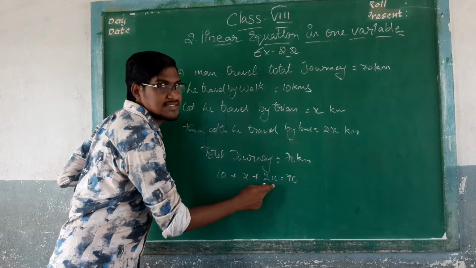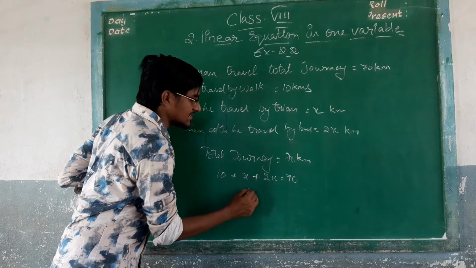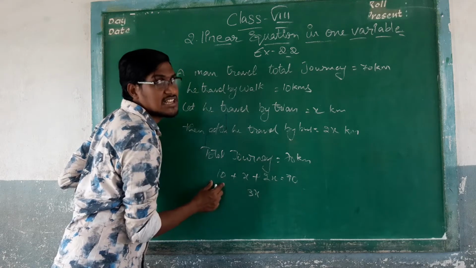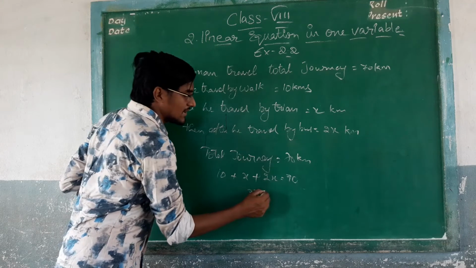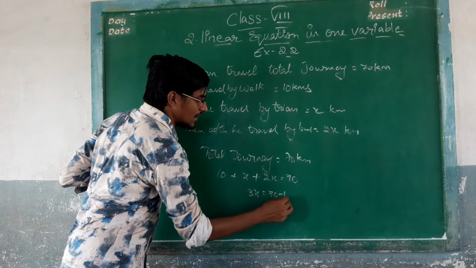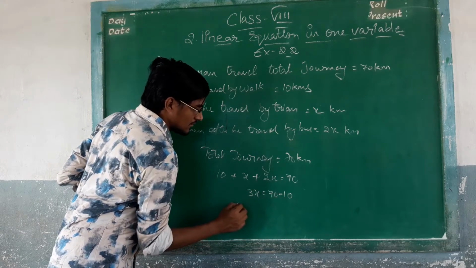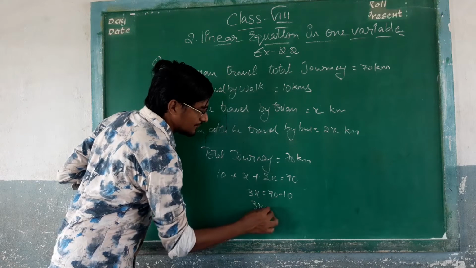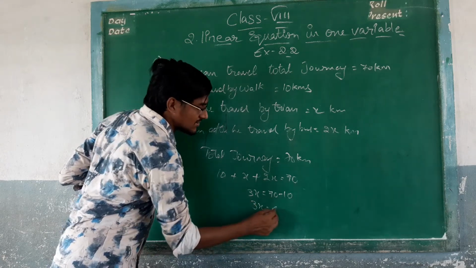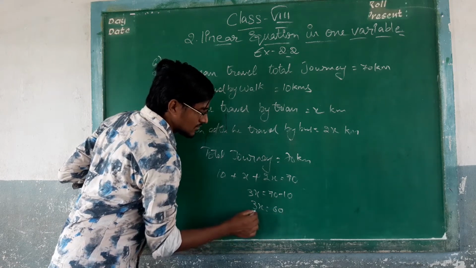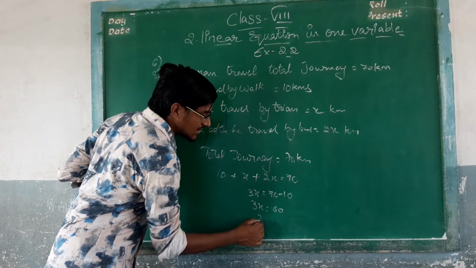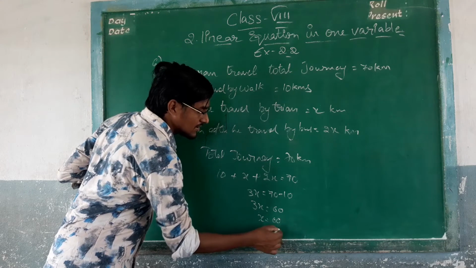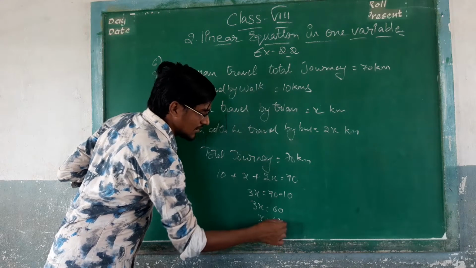Now x plus 2x is 3x. This plus 10 is a constant value, so move it to the right-hand side. It will be minus 10. So 3x equals 70 minus 10, that equals 60. We want the x value, so we take the 3 to the right-hand side. That implies x equals 60 by 3.